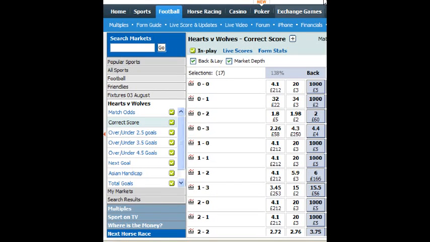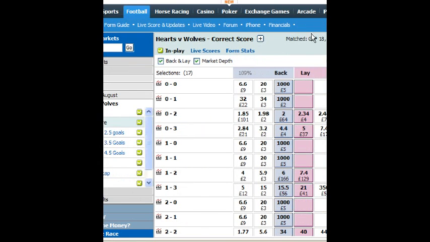Now in this video we're going to look at a few equivalent markets. Here we are in Betfair. This is a game between Hearts and Wolves, and you can see the current score is 0-2. If we look at these odds here, we've got back odds of 2 and lay odds of 2.34, on correct score. Now if we look at the next goal, no goal, those odds should be very much the same. So that is the current score.